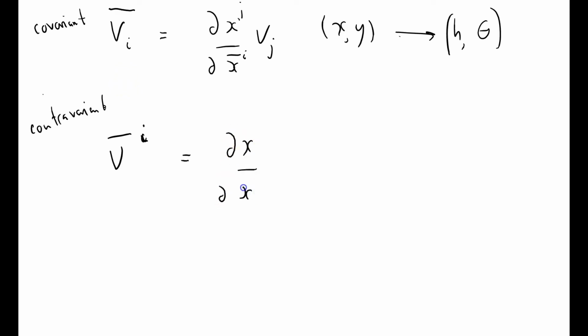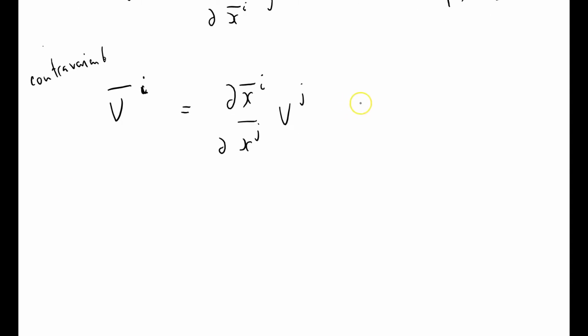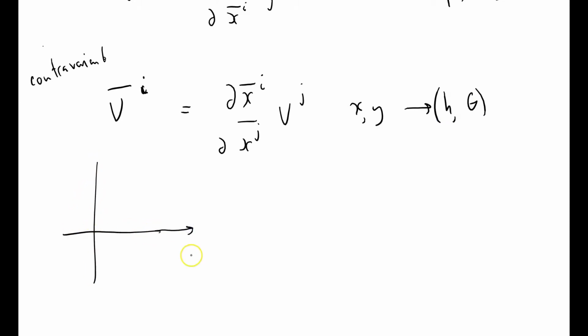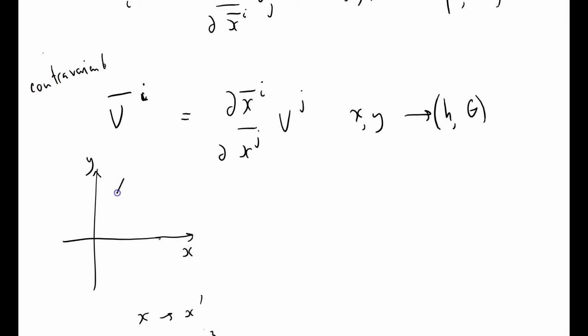The rule is partial x bar i by partial x j, times v j upstairs, summed over j, giving v bar i. You see how they're different rules. And I'm going to give an example again, mapping x, y to h, theta space. So what I'm going to do is consider a Cartesian space. We're going to have x and y. I'm going to call that x1 and, no, it's going to be called x2. And the vector field I'm going to consider is a nice simple constant vector field like that.